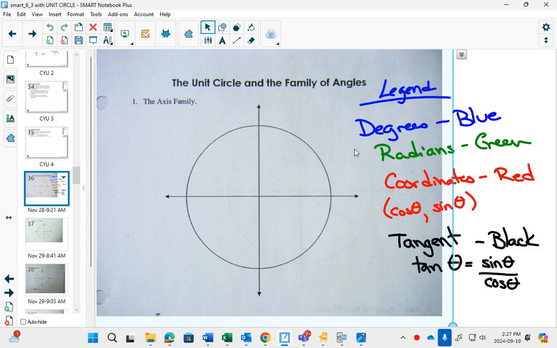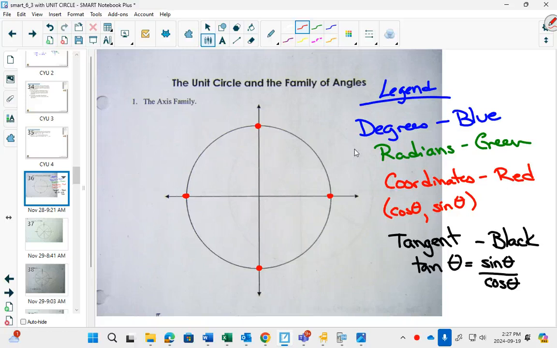What I'm going to get you to do is, whatever color you chose for your coordinates, we are going to break up the unit circle into different families and figure them all out separately. So the first family is the axes family. Those are all the coordinates where the axes intersect the unit circle. And since it's a unit circle and the radius is 1, this is really easy to label the coordinates.